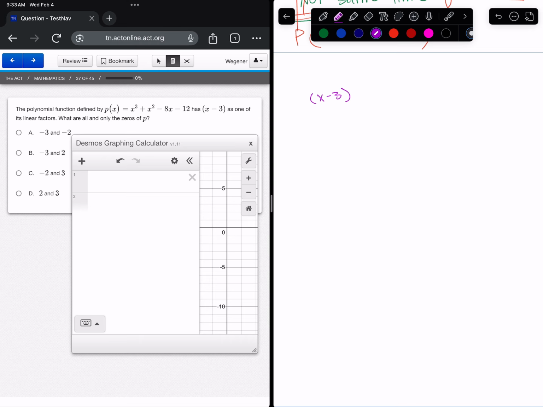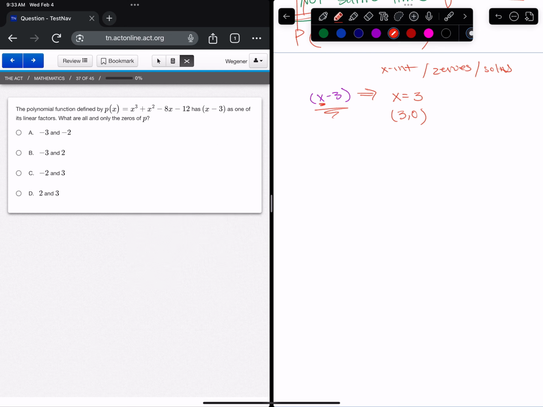Something to take note of is when you are given a factor, you can go ahead and find the zeros, or in this case, the x-intercepts. Zeros and x-intercepts are exactly the same. Without me doing anything, okay?